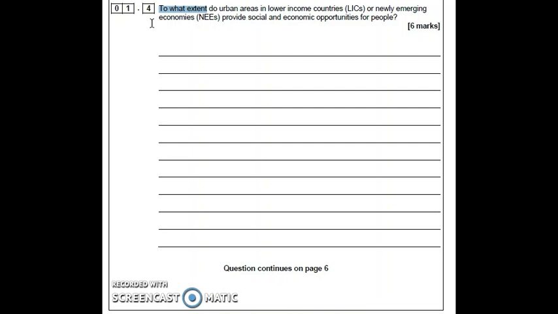So, to get full marks on this question, we need to be talking and saying that there are some good opportunities, both social and economic. You've got to talk about them both, but also there are some challenges, there are some negatives.